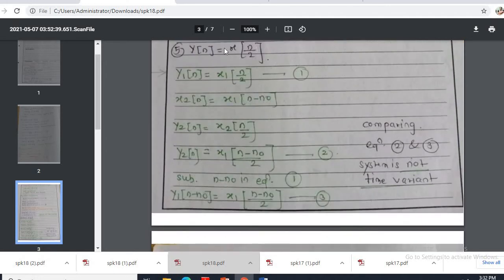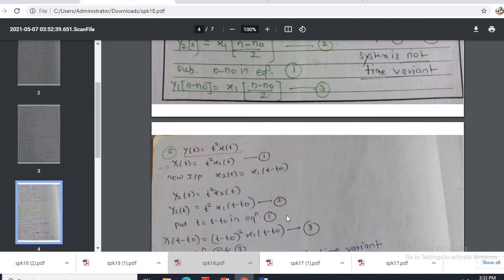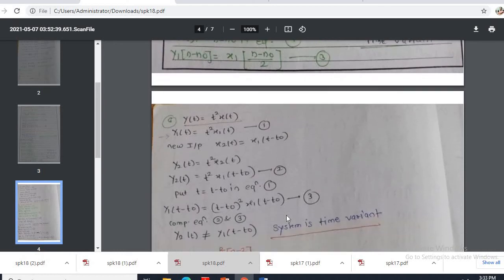Now next is y of n is equal to x of n by 2. Same style, though it is discrete time. y1 of n is equal to x1 of n upon 2. x2 of n is equal to x1 of n minus n0. Therefore y2 of n is equal to x2 of n by 2, so y2 of n is equal to x1 of n minus n0 by 2. Now substitute n by n minus n0 wherever there is n. So y1 of n minus n0 is equal to x1 of n minus n0 by 2. Since equation number 2 and equation number 3 match, you are getting a time invariant system. So here I have written the system is not time variant, that is, it is invariant.